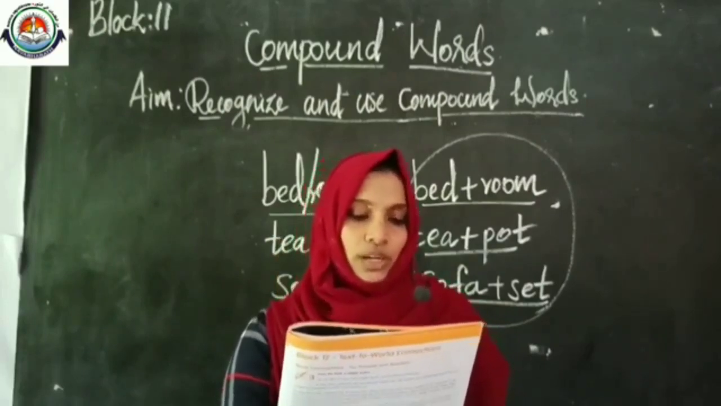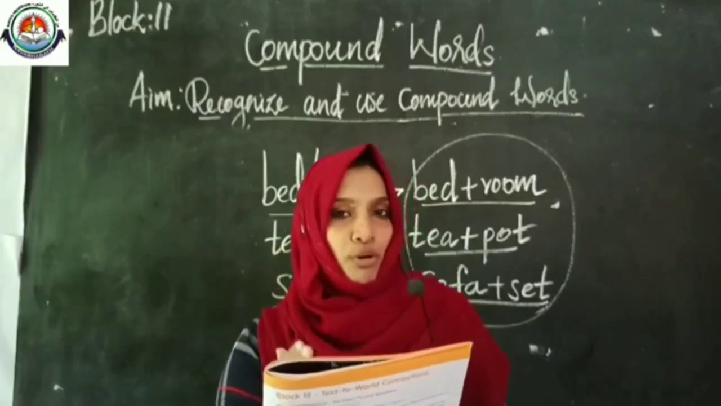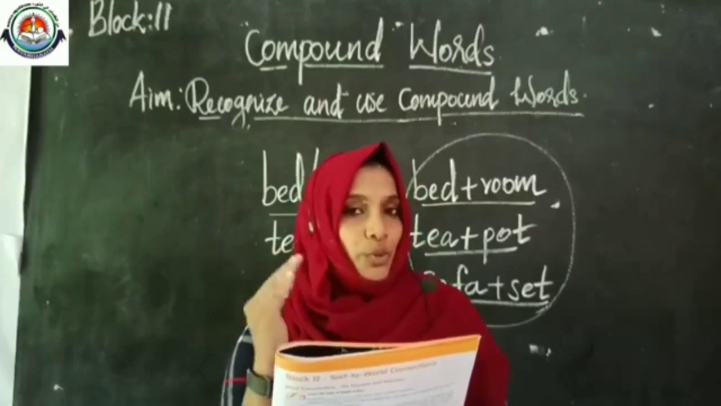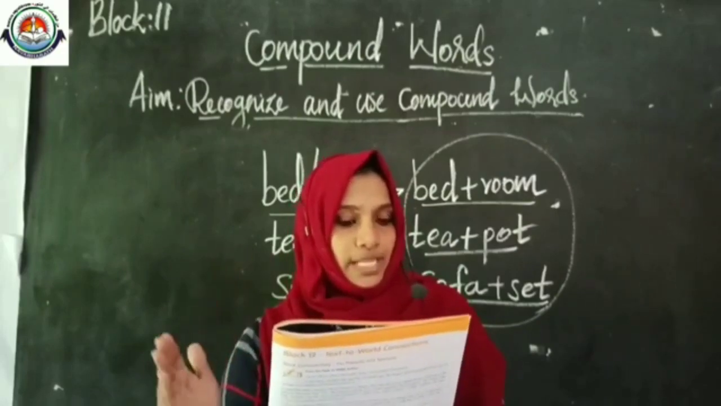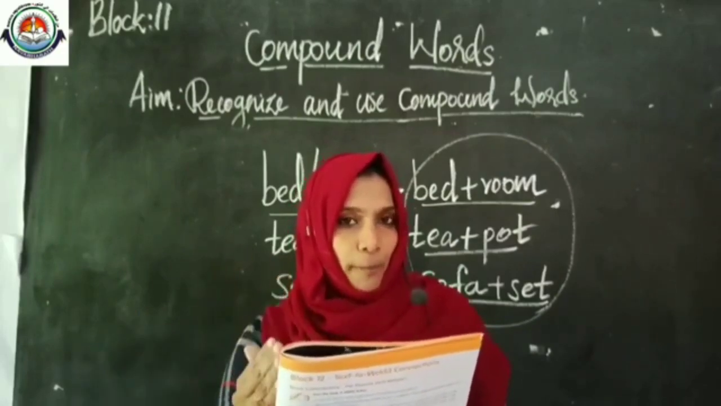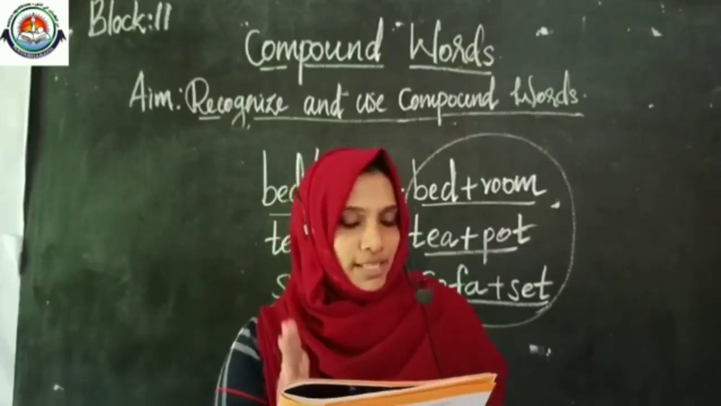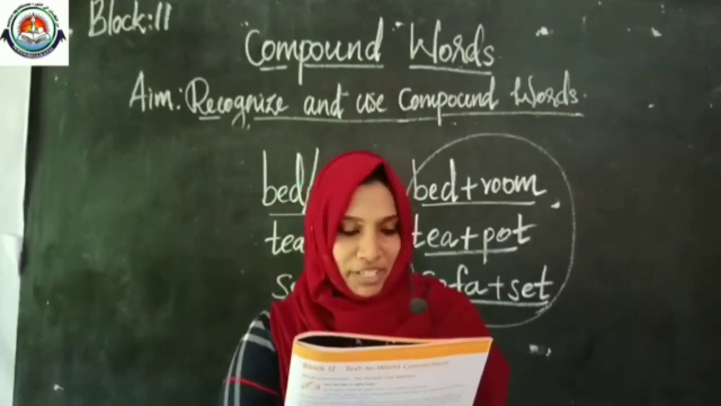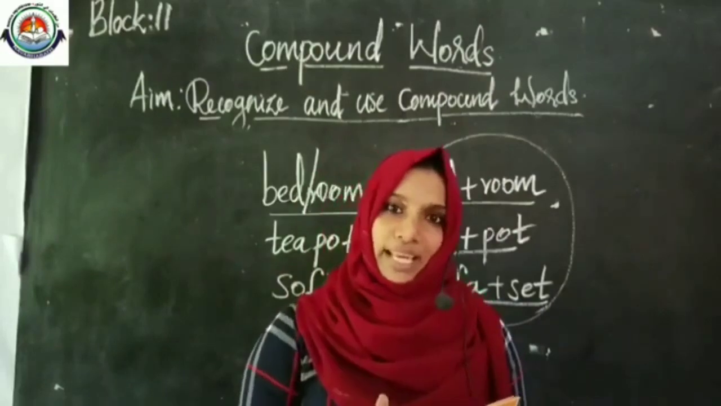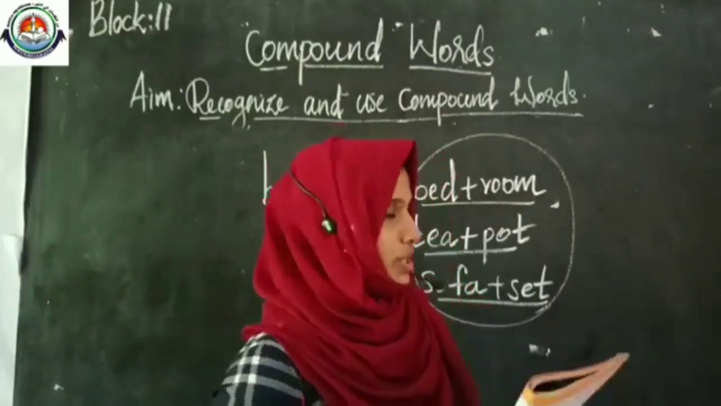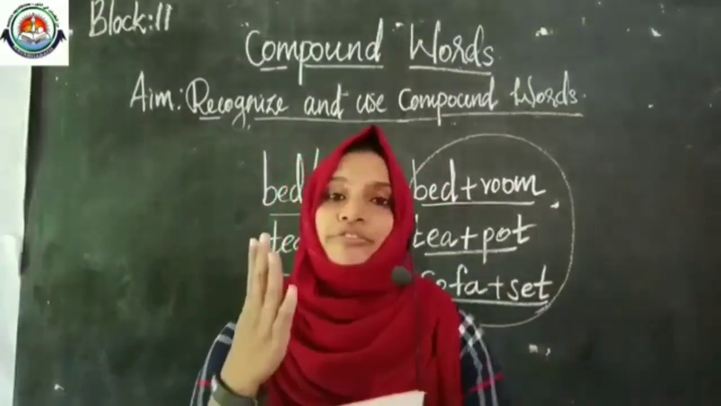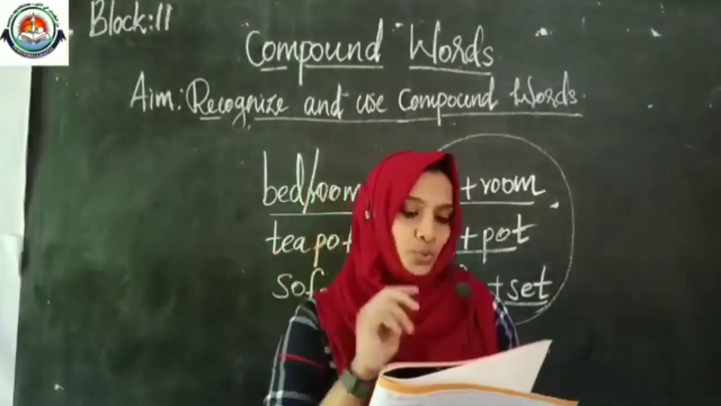Okay, then let's read the second one. Divide each word into two smaller words. One is given, it is doorbell. Door plus bell. Grasshopper. Grass plus hopper. Butter plus fly. Butterfly. After plus noon, afternoon. So in this way, you can divide these given 4 words into 2 parts.